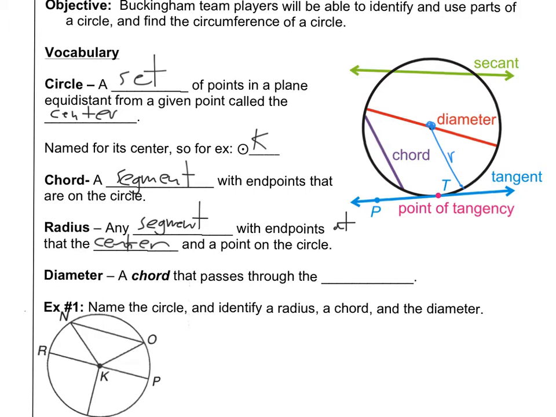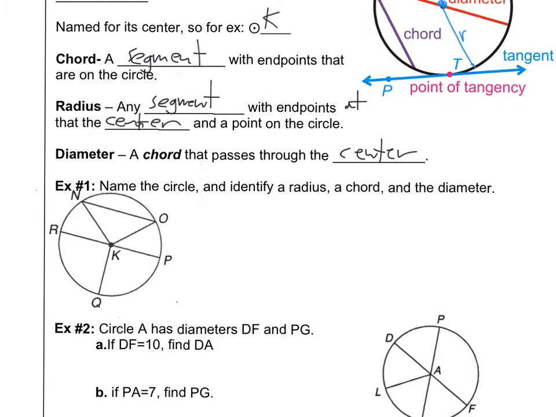And then we have a diameter. This is a chord that passes through the center. So the diameter is a chord, because a chord just has two endpoints on the circle, and the diameter is a chord. Alright, so why is that important? Well, because sometimes we're going to be asked to name a circle, identify a radius, a chord, and a diameter. So let's do that real quick.